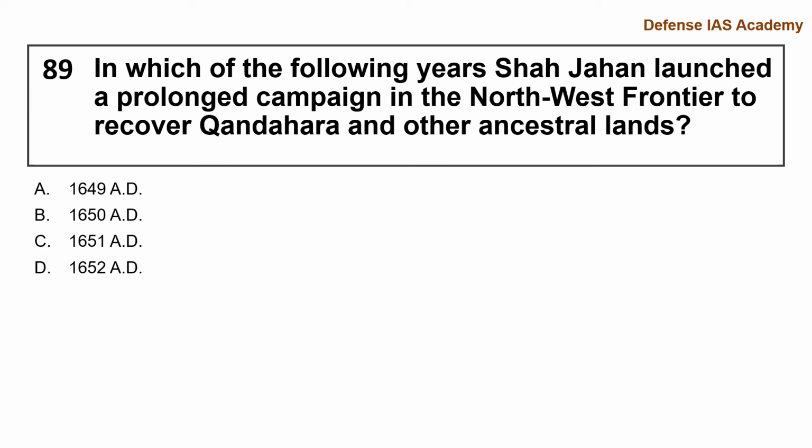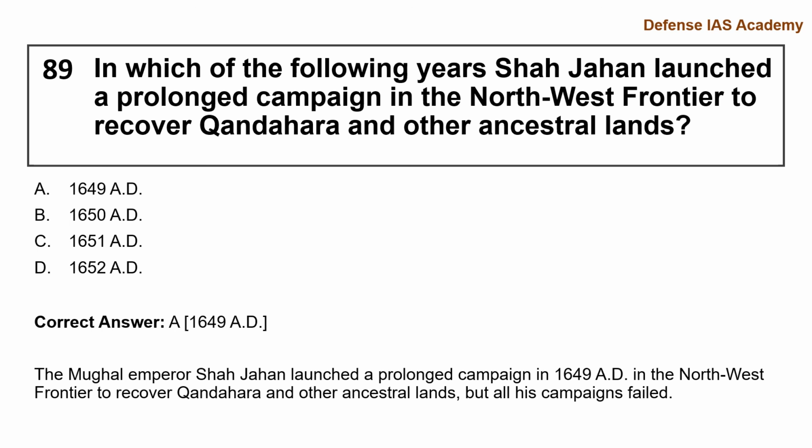Question 89. In which of the following years Shah Jahan launched a prolonged campaign in the northwest frontier to recover Kandahar and other ancestral lands? The correct answer is option A, 1649 AD. The Mughal Emperor Shah Jahan launched a prolonged campaign in 1649 AD in the northwest frontier to recover Kandahar and the other ancestral lands, but all his campaigns failed.